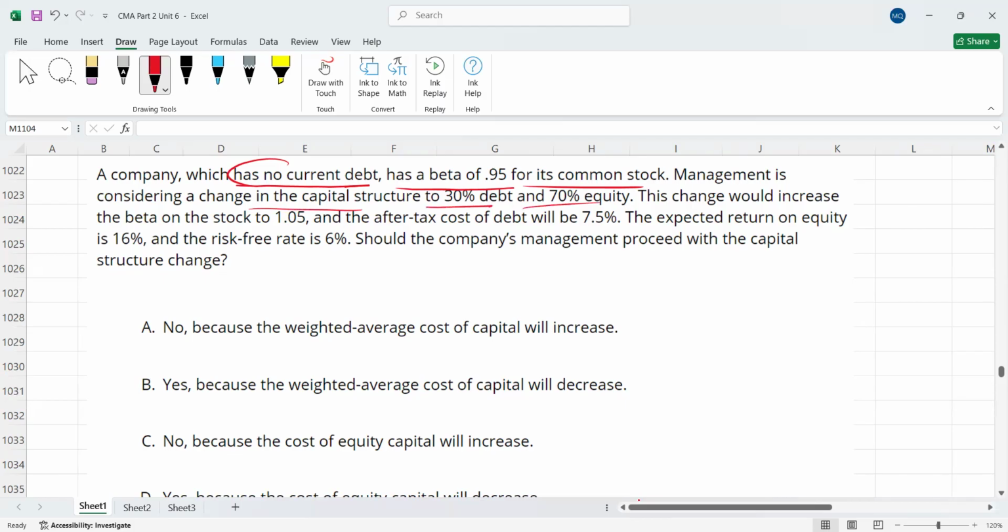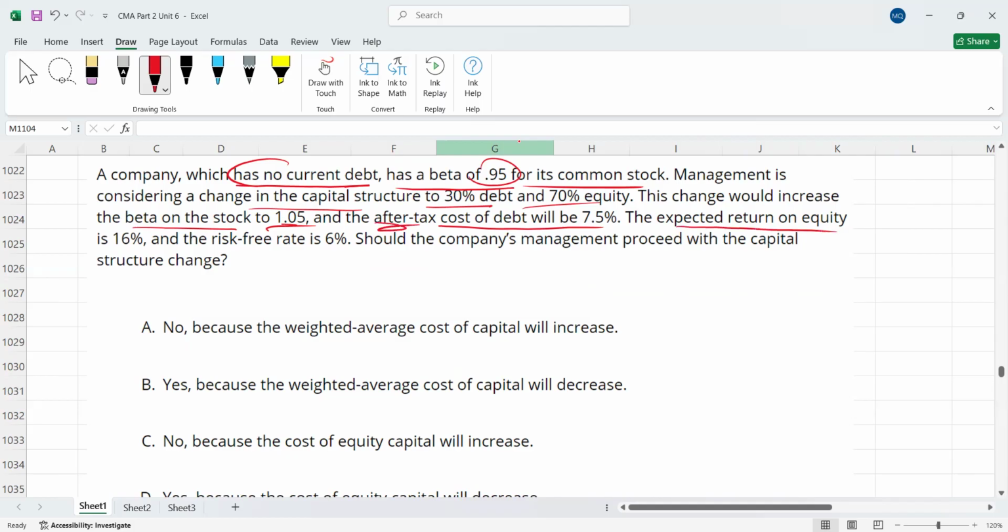We want to change it. We want to introduce 30% debt into the capital structure. This change would increase the beta on the stock to 1.05, because beta is a risk factor, and as you introduce the debt, beta increases from 0.95 to 1.05. After-tax cost of debt will be 7.5%. This is given after tax already, if you take new debt.